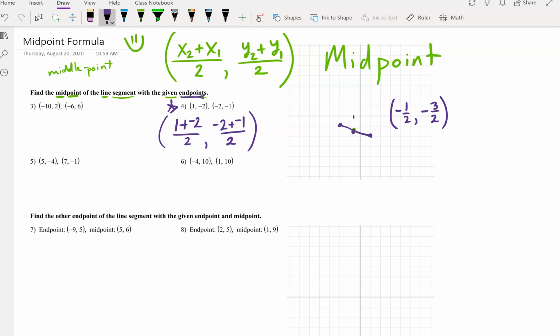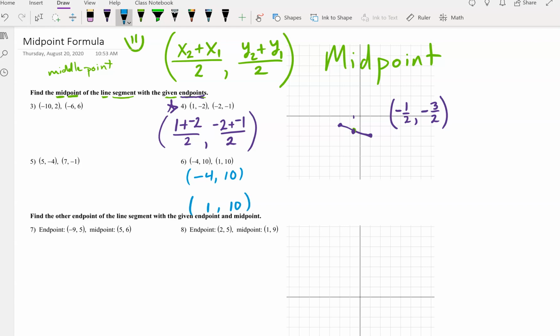Another way, another strategy you guys can use for finding the midpoint, and I kind of will do this strategy sometimes, is to stack my values, stack my points. So -4 and 10, I'm going to stack that one right there. And I'm going to stack this other point below it, way below it down here, because these are my endpoints. 1 and 10.